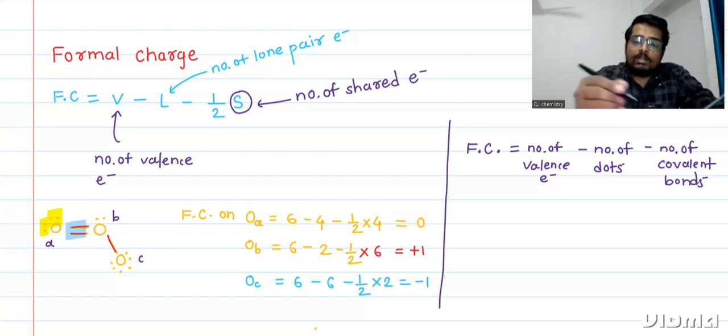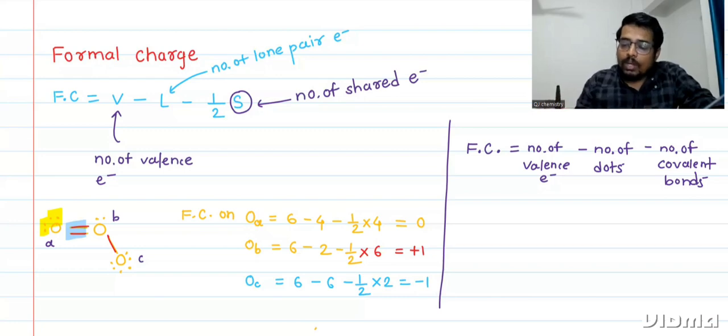For example, let us apply this trick to this same compound. This is oxygen A, oxygen B, and oxygen C. Lone pair electrons are given to us in the molecule. Now let us find the formal charge on oxygen A.